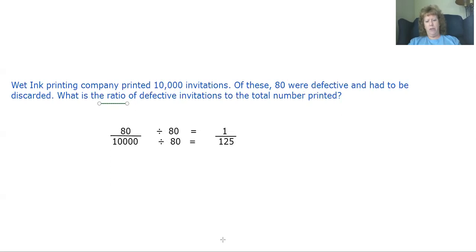And so I'll show you that on the calculator, that if you put in 80 and hit the divide line there, and then put in the 10,000 underneath, 4 zeros, yep, then that will enter 1 over 125.